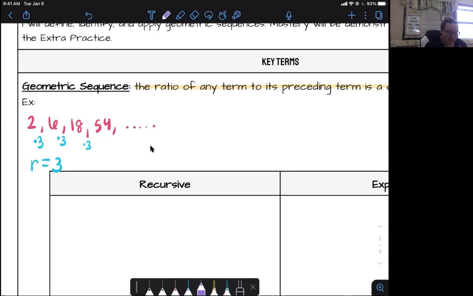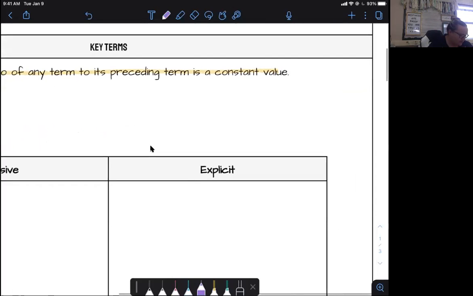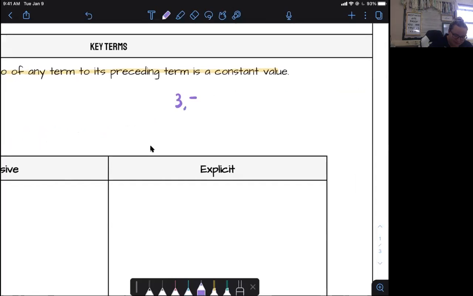So another example of a geometric sequence could be 3, negative 15, 75, negative 375, and so on. So this might seem a little strange because every other number is negative, and every other number is positive, but this is still a geometric sequence because you actually multiply the previous number by the same common ratio to get the next term.